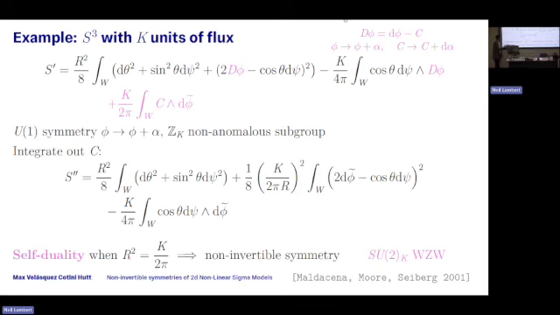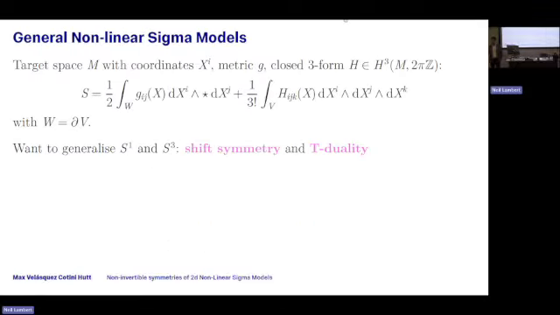Now, interestingly, the sigma model on S3 with k units of flux at this particular value of the radius is exactly the same as the SU(2) level k Wess-Zumino-Witten model. Okay? And in fact, there are other ways to see the fact that this is self-dual under some particular Z_k gauging. There's a nice exposition in this paper. Good, so let me say a bit about the general case.